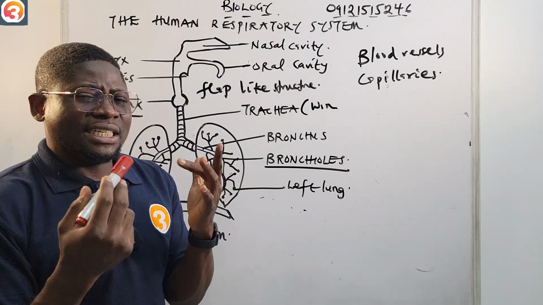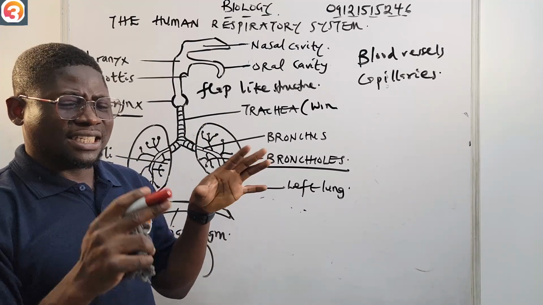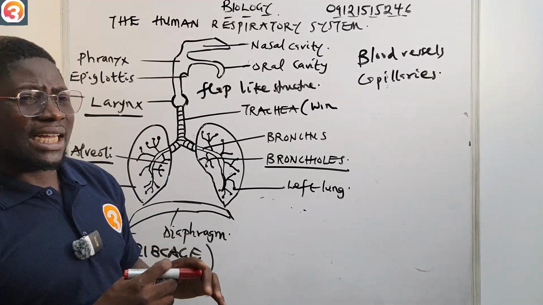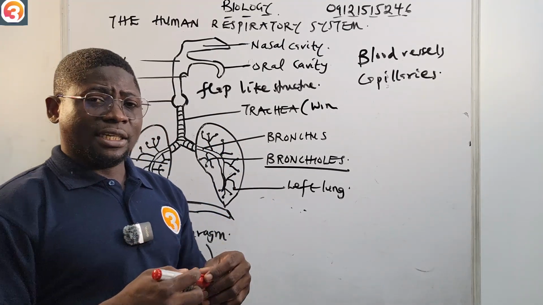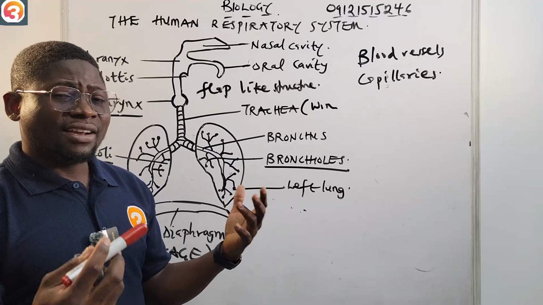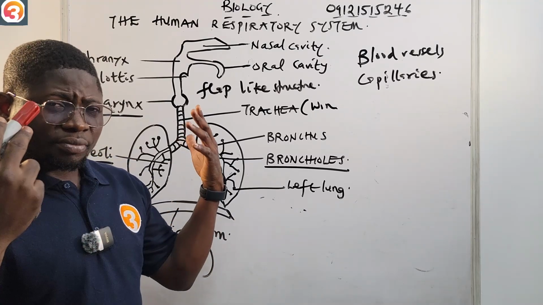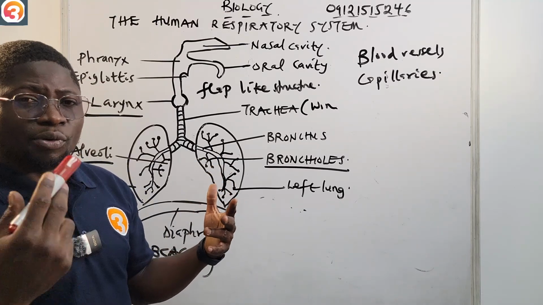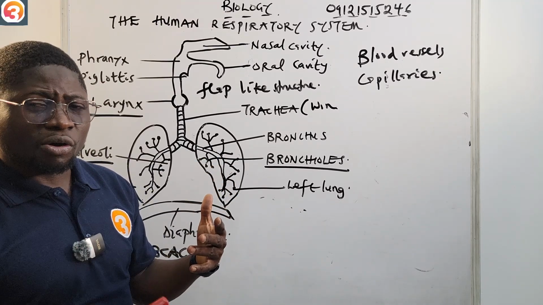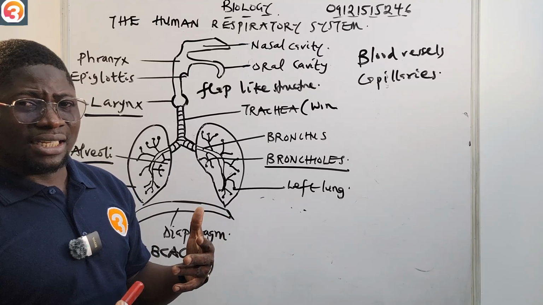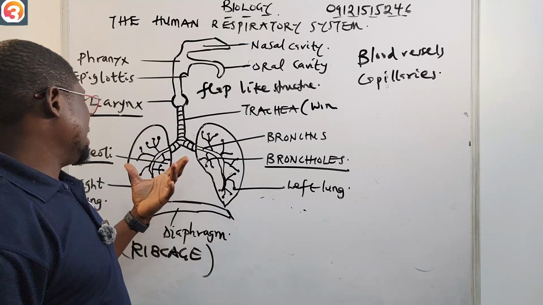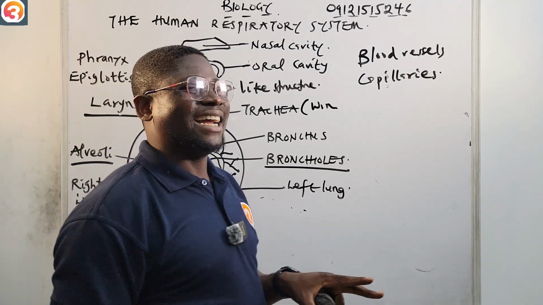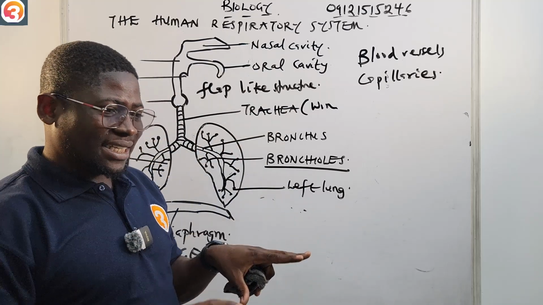Then from the nasal cavity, it goes to the pharynx. The pharynx is a common opening for both the digestive system and the respiratory system. We have looked at that. From the pharynx, it gets to the larynx, then to the trachea, then to the bronchi, then to the bronchioles, and of course to our lungs. Inside the lung, we have our alveoli. So the air is now present in our alveoli.